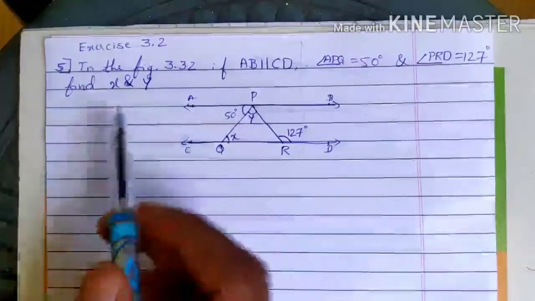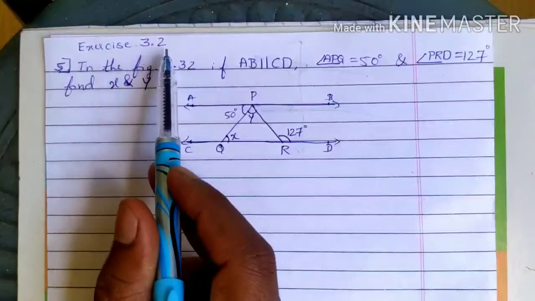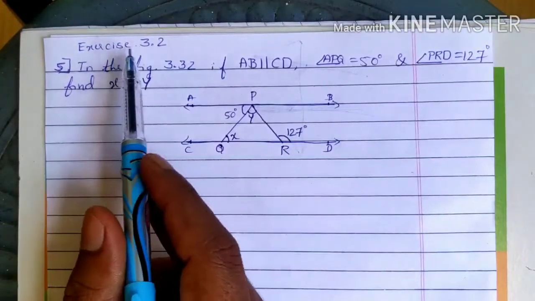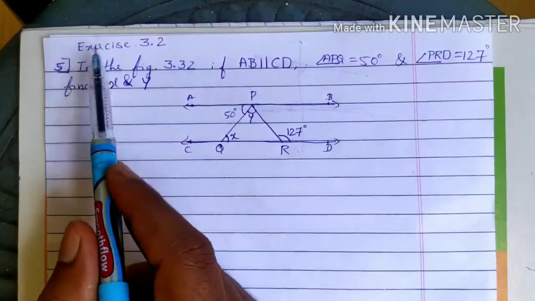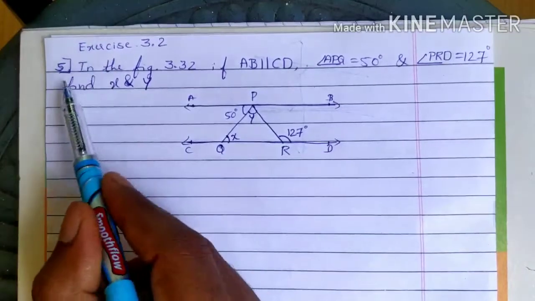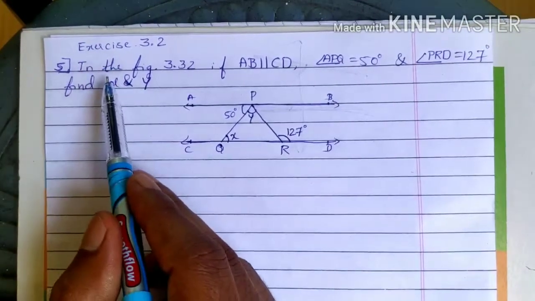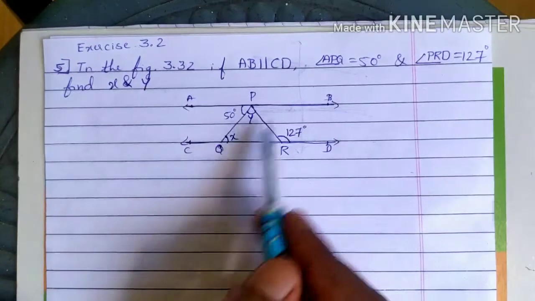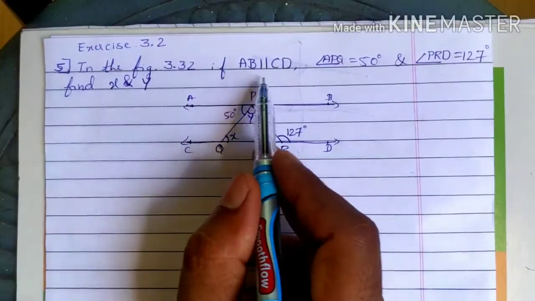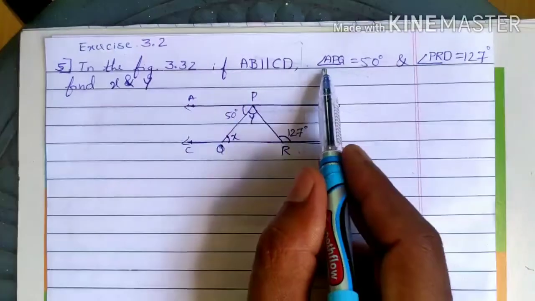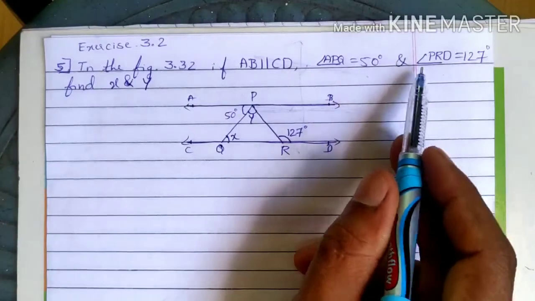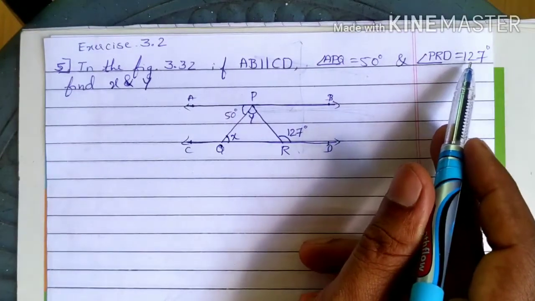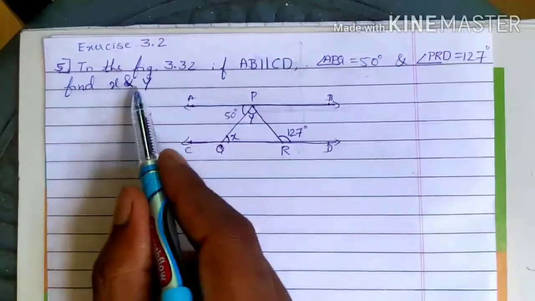Hi students, in this video we shall continue exercise 3.2. In the last video I discussed the third problem, so you try the fourth problem, and I will discuss the fifth one. The question is, in figure 3.32, if AB is parallel to CD, angle APQ is equal to 50 degree and angle PRD is equal to 127 degree, find X and Y.